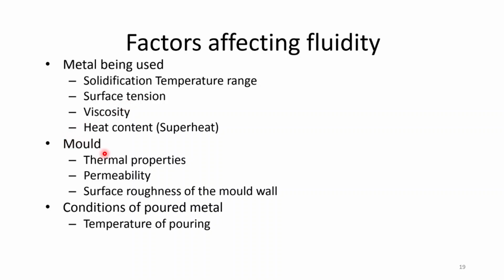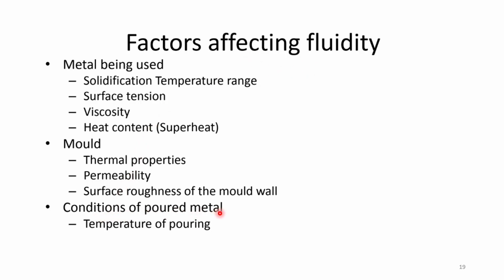Next is the mold, so thermal properties of the mold. For example, if you have a mold which is made of graphite or metal, then it will have less fluidity because your material will get solidified at the edges very fast because of high thermal heat transfer. Next is permeability. Permeability of sand will also decide fluidity. Next, you have surface roughness of the mold wall. So surface finish will also decide fluidity of your metal.